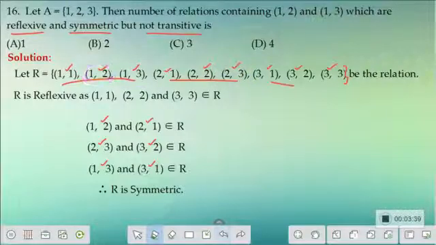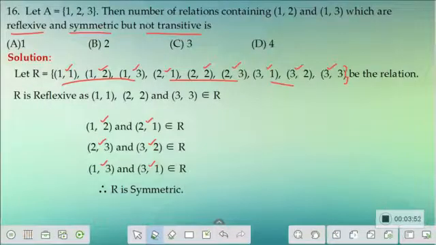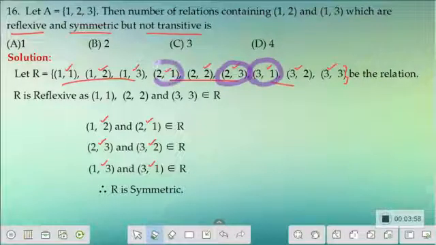Let me move on to the next set of elements. For (2, 3) and (3, 1), we should have (2, 1). Yeah, we have all this. Let's go back and check: (2, 3) and (3, 1). Yes, we have an element (2, 1). Yes, we have all these 3. So the conditions are satisfied for transitive.